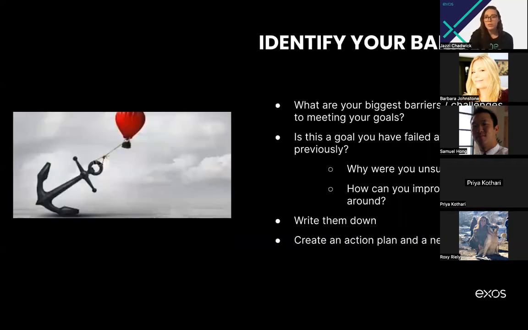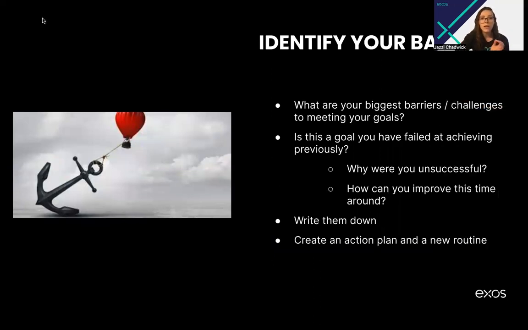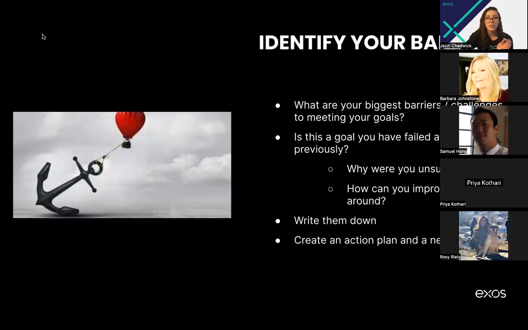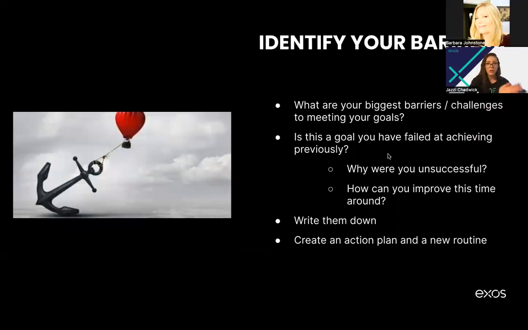So a couple ways we can do this, right? First thing, well, not really first thing, but we want to identify our barriers, right? So when we know our barriers and we know what's happening, like what are the biggest barriers or challenges that we might have when we want to meet our goals, right? So we've got to figure it out. Like what is going to come up, right?